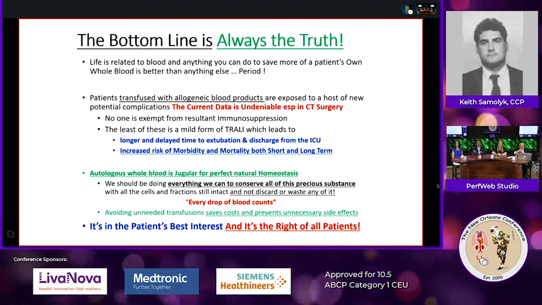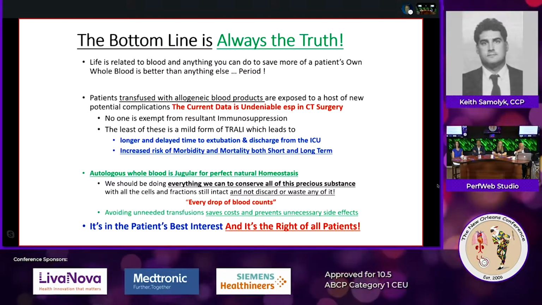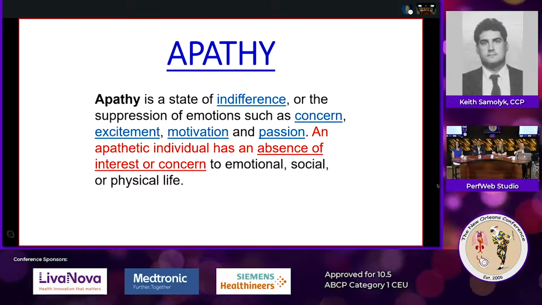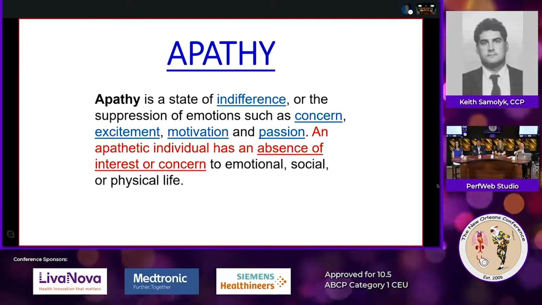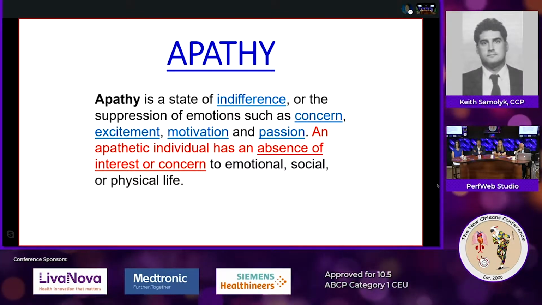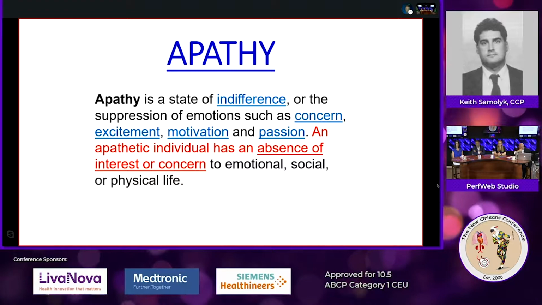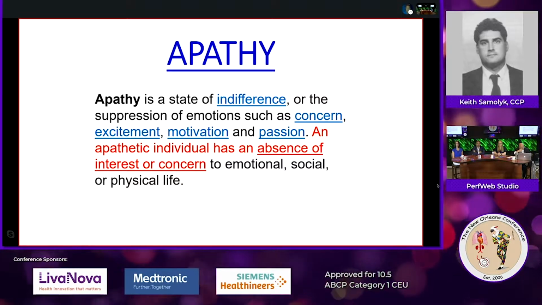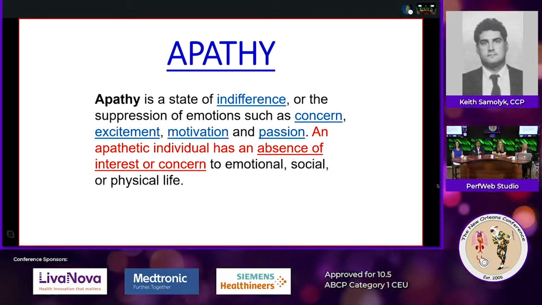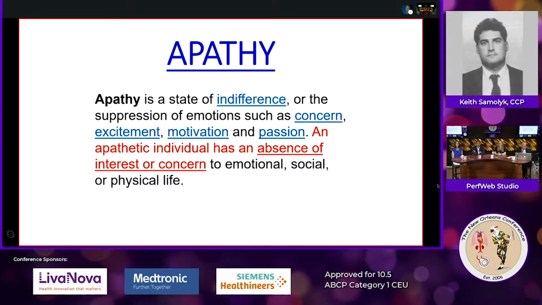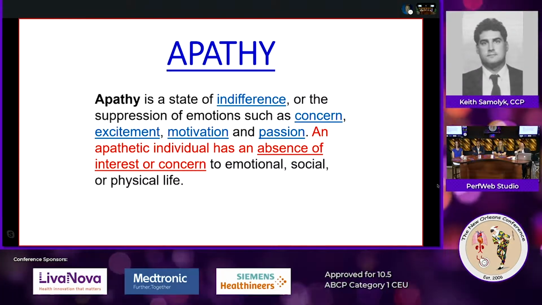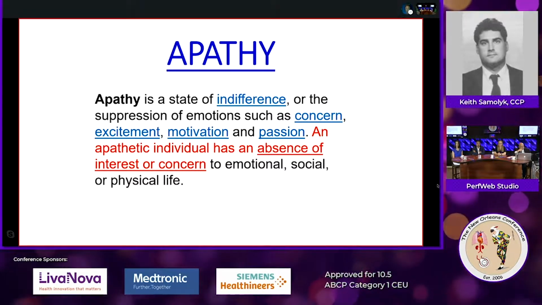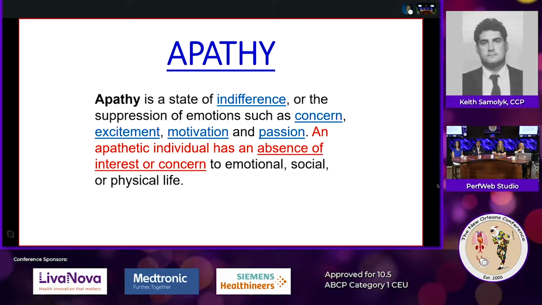You want to avoid unneeded transfusions, save the costs, and prevent unnecessary side effects. It's in the patient's best interest, and it's the right of all patients. One of our biggest problems, especially in older docs and older perfusionists, is apathy. Don't be apathetic. Be proactive. Make the change. I've heard a lot of people say, well, it's more work, or I've got a kid's soccer game I've got to get to. It takes too much time. Don't be apathetic. If the data says through peer review that it's statistically better if you do something, you should be doing it. You should be trying it. You shouldn't be complaining. You shouldn't be apathetic.